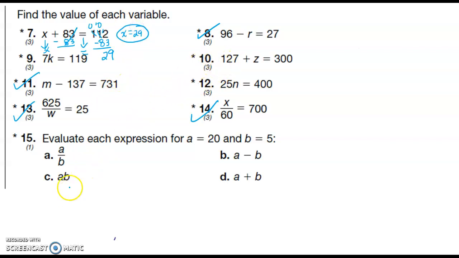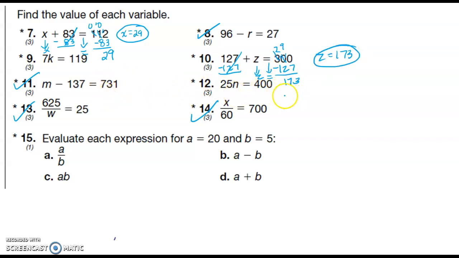Okay. Let's go ahead and do 10 in the same color. So I'm adding again. 127 plus some number, z, is equal to 300. So I'm going to subtract from both sides. This goes away. My z comes down. My equals comes down. And then I get, so this is the 9. That's going to be 7. And that's 2. So I get z is equal to 173.